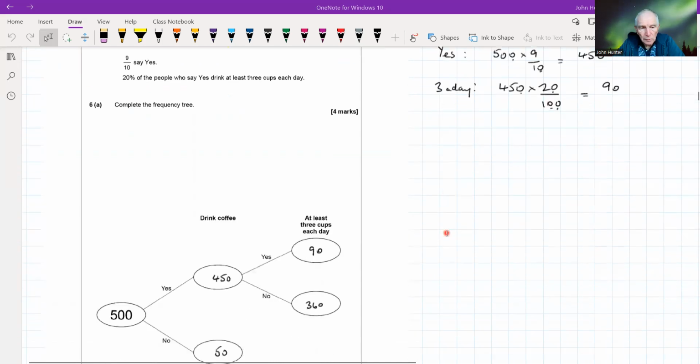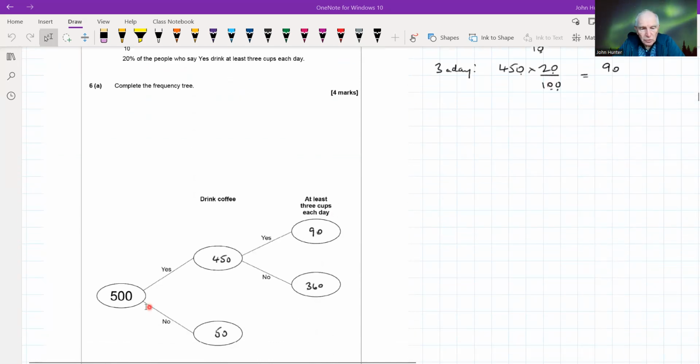And then it says complete the frequency tree. So we can take those numbers, we put our 450 in here, and with these frequency trees, these two here that come from this rugby ball or whatever are going to add up to this, just as these two add up to this. So that's how we would complete the frequency tree.